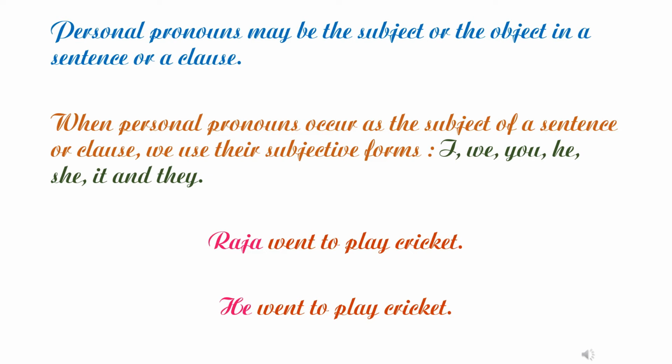See the examples. Raja went to play cricket. In this, Raja is the subject of the sentence. Second, he went to play cricket. In the place of Raja, we use the personal pronoun he in the second sentence. Here he is the subject of the sentence.